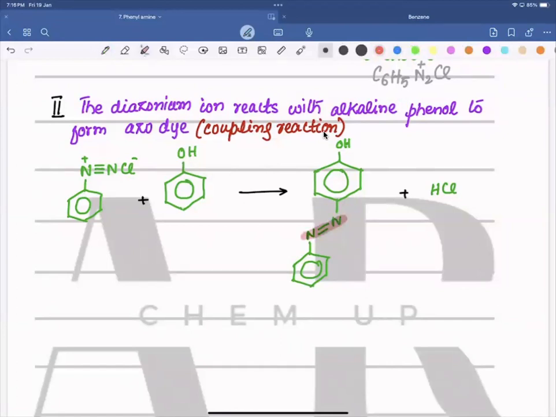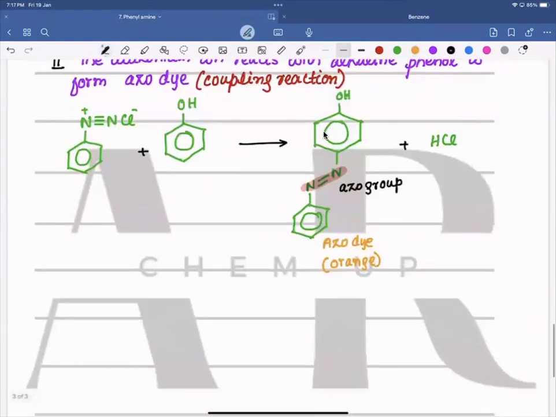This highlighted part is basically called the azo group, and this whole thing is an azo dye, which is orange in color, and the actual name of this whole molecule or this dye will be 4-hydroxy azobenzene.